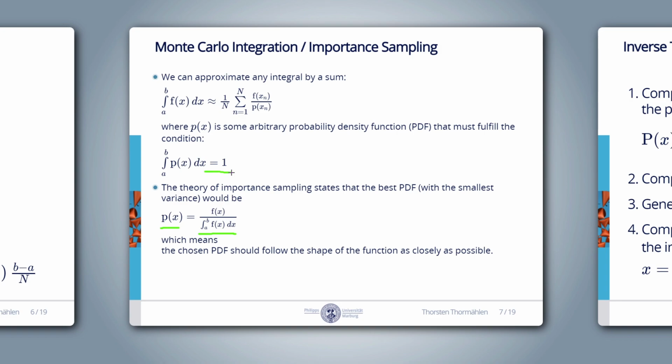However, in practice, we cannot divide by the integral because evaluating this integral is the original problem that we are trying to solve. Nevertheless, this theoretical result tells us that the chosen PDF should follow the shape of the function as closely as possible. This means that the sampling density should be high if the function values are high, and low if the function values are low. If we apply importance sampling, this reduces the variance of the estimator and we get less noise in our renderings.